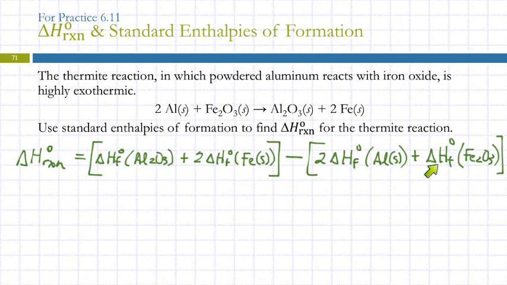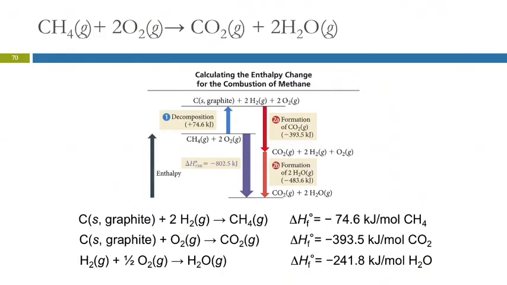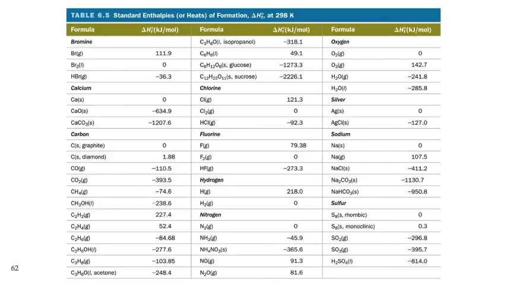So then we look these numbers up in tables. Iron, as a solid, is in its standard state. So that's 0. So this one's 0. And aluminum, as a solid, that's the standard state for aluminum. So that one's 0. So we need to look up aluminum oxide and iron 3 oxide. I'm pretty sure those are not going to be in the table, but I'm going to look anyway because I'm an optimistic person. They're not there. Okay.